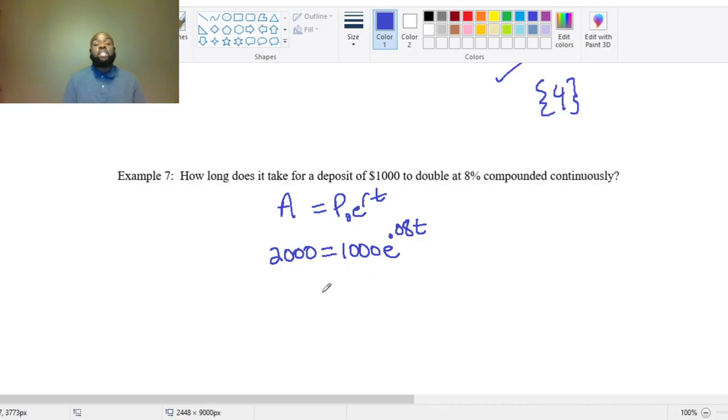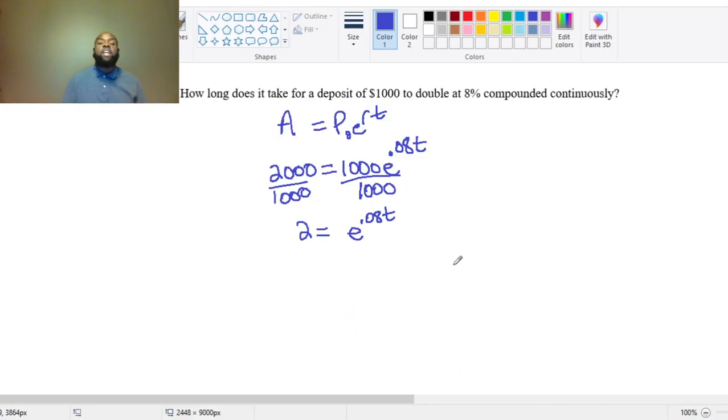For me to solve for t, I need to isolate the t. The first thing is to get rid of that 1,000. So I'm going to divide both sides by 1,000, and I get 2 equals e to the 0.08t. Now I want to solve this equation. What I know here is that t is my exponent. So I'm going to use the fact that logarithms and exponential functions are inverses of each other, so I can rewrite an exponential expression as a logarithmic expression and vice versa.